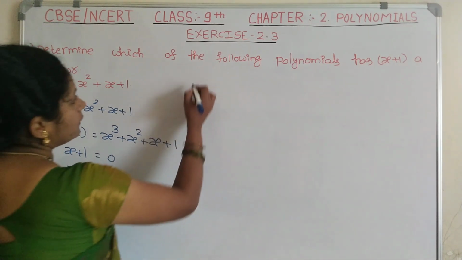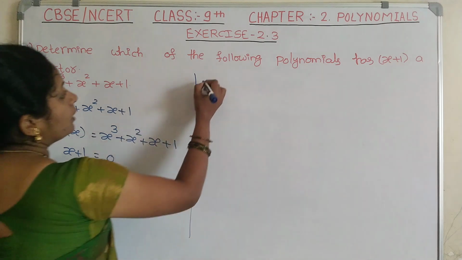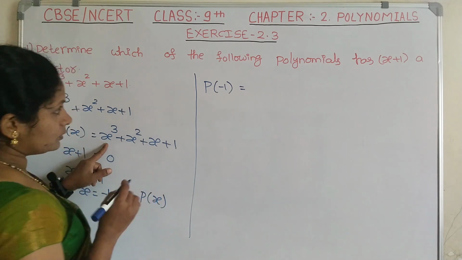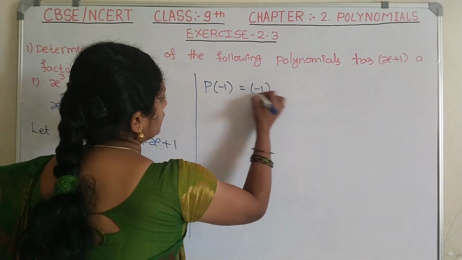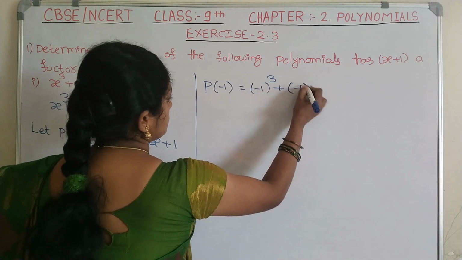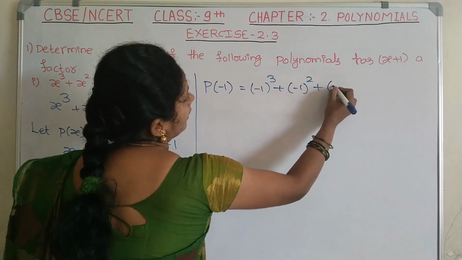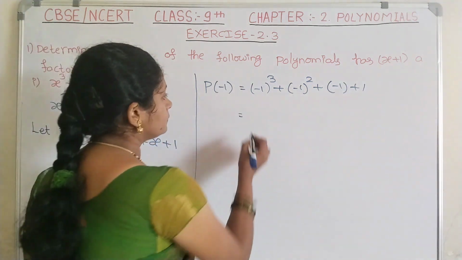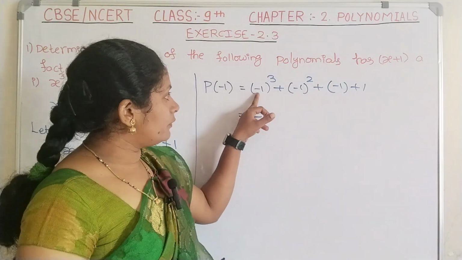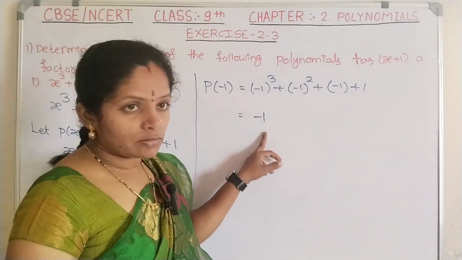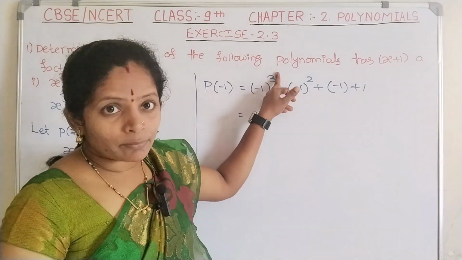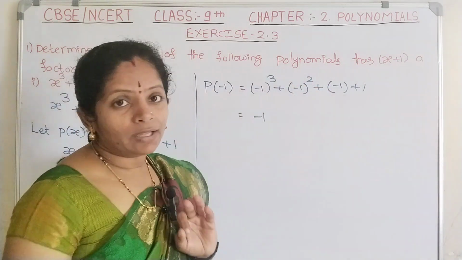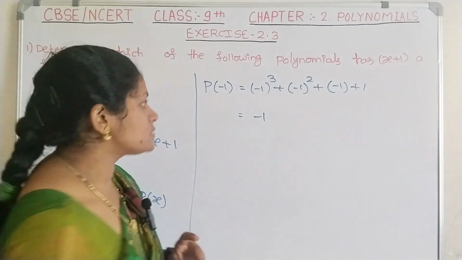Then it becomes p of minus 1 equals, wherever x is there, we put minus 1. Minus 1 whole cube plus minus 1 whole square plus minus 1 plus 1. Minus 1 whole cube is minus 1. If the base is minus 1 and the power is an odd number, we always get minus 1. And if the power is an even number, we get a positive number, that is plus 1.